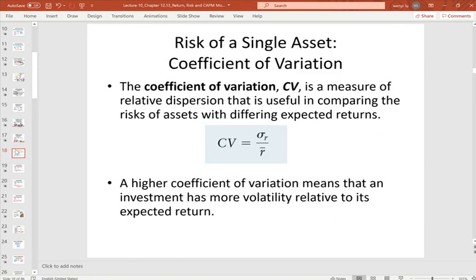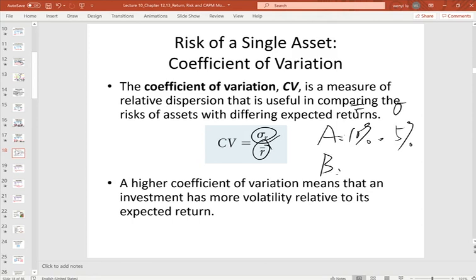Okay, so the next one is also a measure for risk. We call it the coefficient of variation, or CV. CV is the abbreviation of coefficient of variation, and the measure uses sigma over return. So say we have two stocks. Stock A has a return of 10% and a risk of 5%.